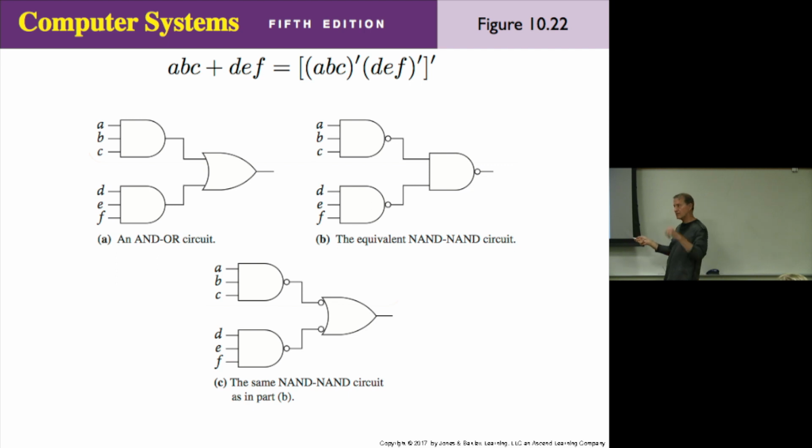It's not super common, but it is common. If the designer wants to emphasize the function of the circuit, they'll sometimes draw an AND-OR circuit with NAND gates, but they'll draw it as in part C of this figure. Is everybody clear on that? And not only that, watch this.